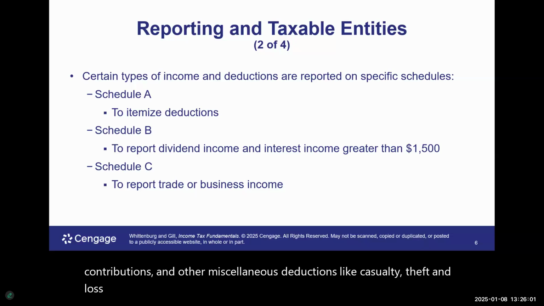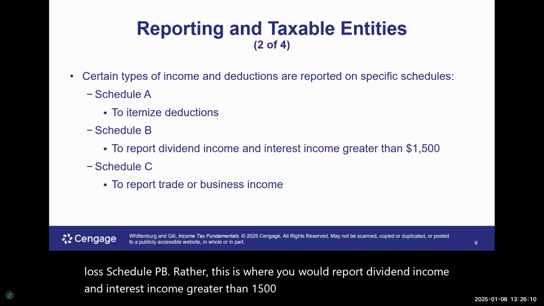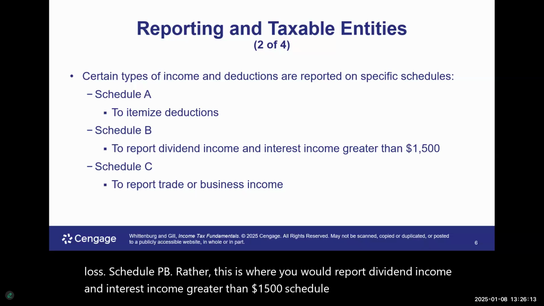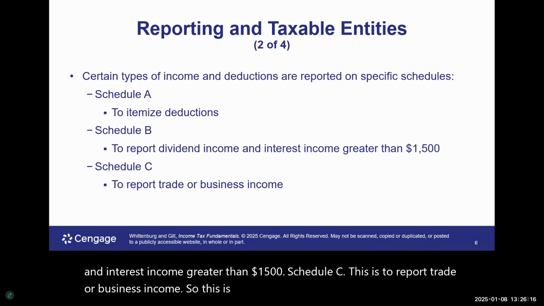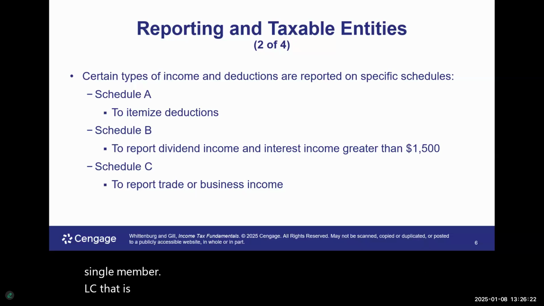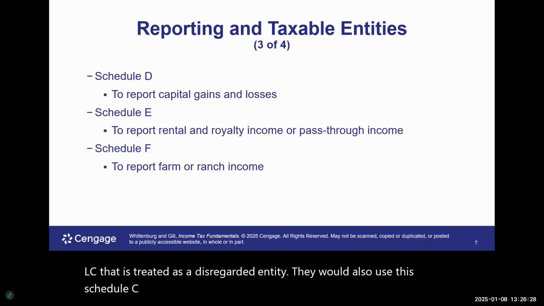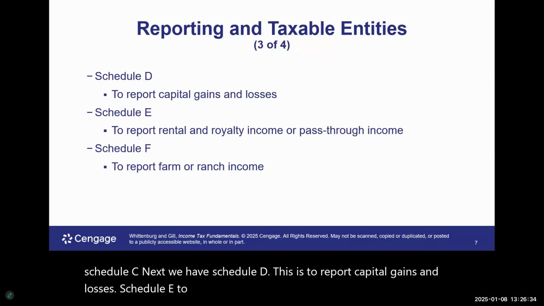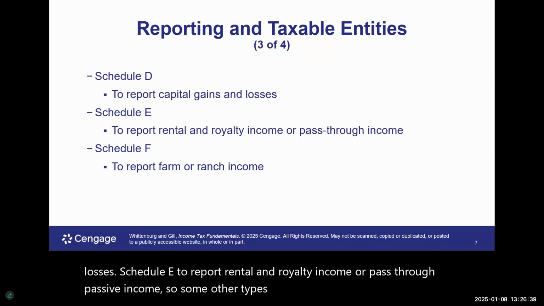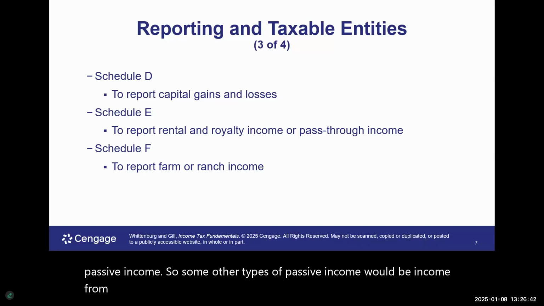Schedule B, this is where you would report dividend income and interest income greater than $1,500. Schedule C, this is to report trade or business income. So this is essentially for a sole proprietorship or for a single member LLC that is treated as a disregarded entity. They would also use this Schedule C. Next, we have Schedule D. This is to report capital gains and losses. Schedule E, to report rental and royalty income or pass-through passive income. So some other types of passive income would be income from partnerships, S corporations, estates, and trusts.